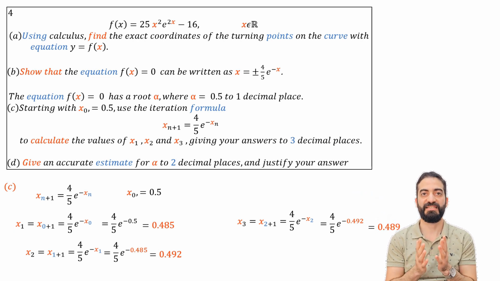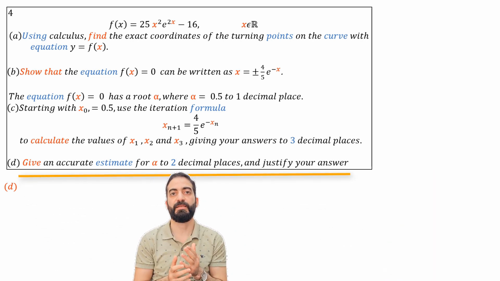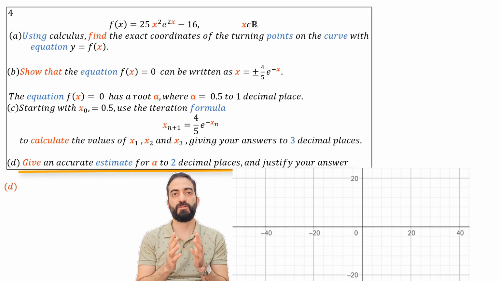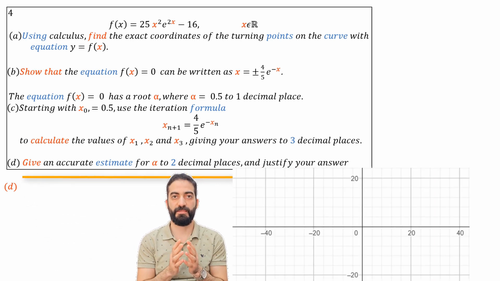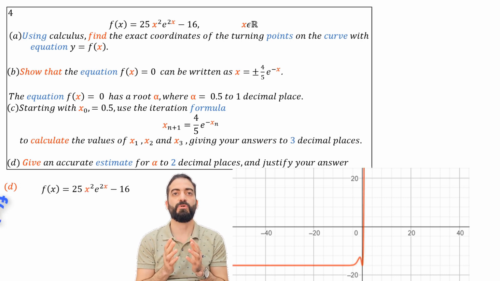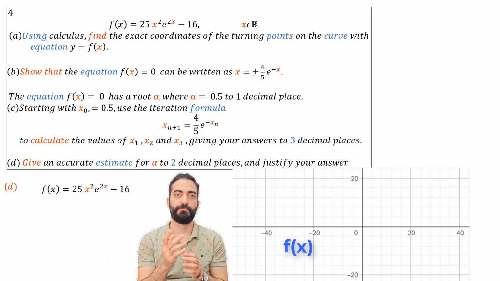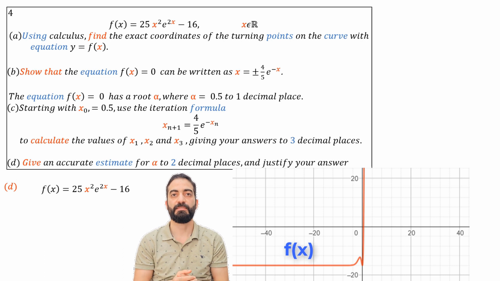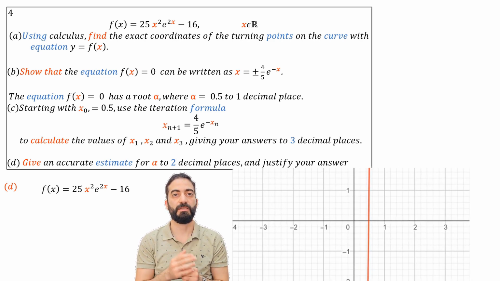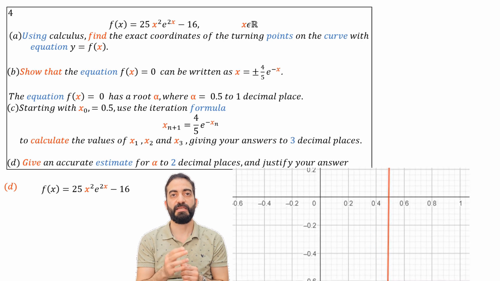We now move to part D. Give an accurate estimate for alpha to 2 decimal places and justify your answer. As we know, the alpha here is the root, meaning that f of alpha equals 0 because alpha is a root. So f of alpha equals 0, meaning that alpha is present on the x-axis.